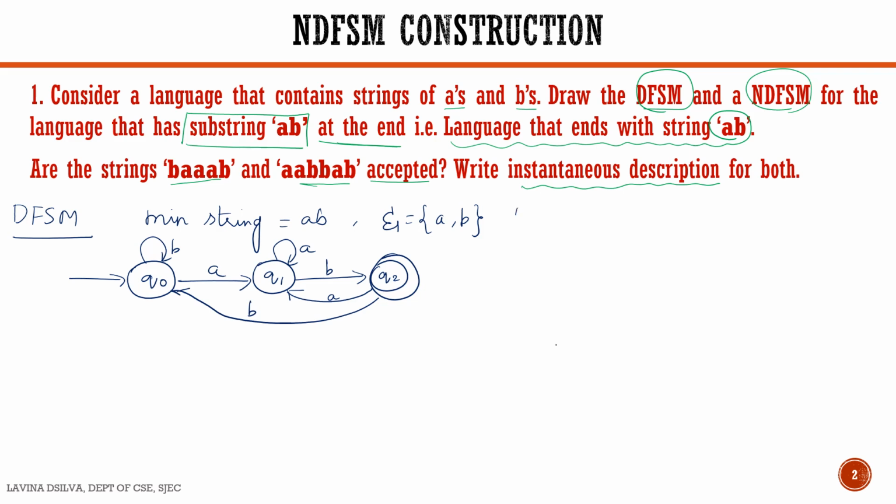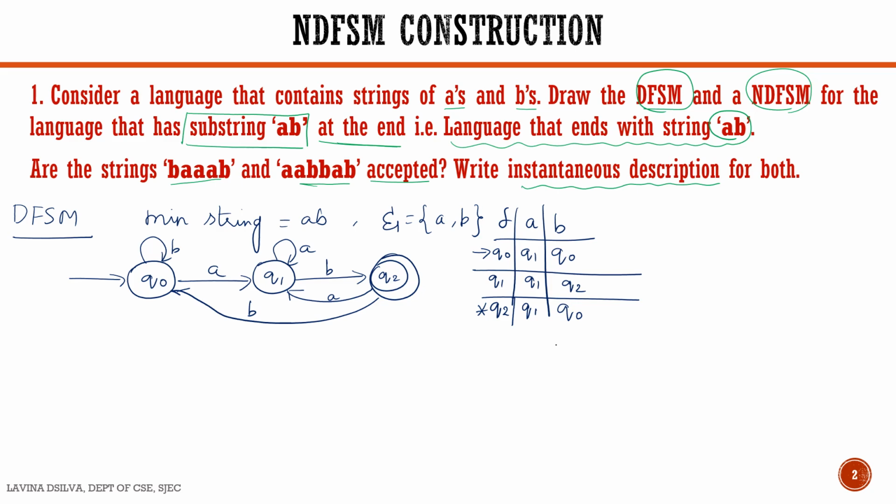Therefore, transitions were: in Q0, when you saw an A, you go to Q1. When you see a B, you remain in Q0. In Q1 state, when you saw A, you remain in Q1 state, whereas when you see a B, you go to Q2 state. And Q2 state was our final state. So in Q2 state, if we see an A, we go back to Q1 state, and in case you see a B, you go back to Q0 state.